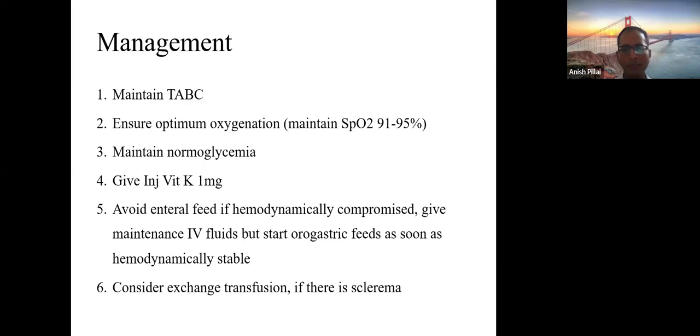And if there is sclerema, then you need to be more watchful. You need to be very careful if there is sclerema. That suggests an advanced sepsis. So exchange transfusion and IVIG are all adjuncts with limited role, but those things can be considered whenever you think of a life-threatening sepsis or sclerema.